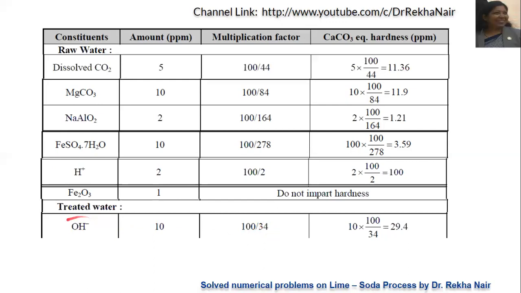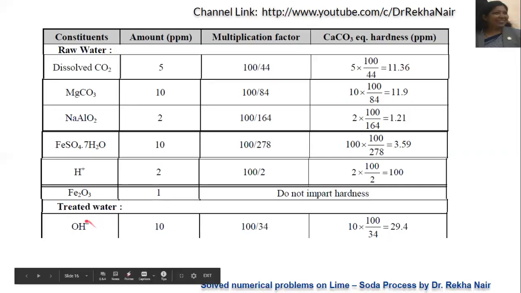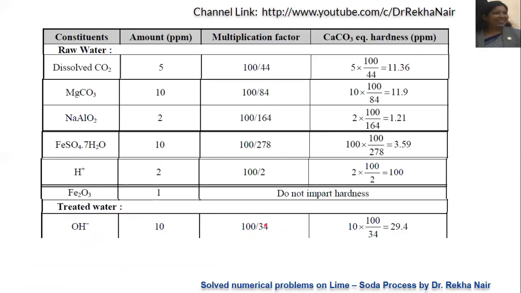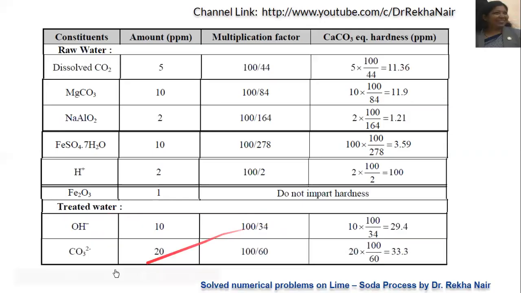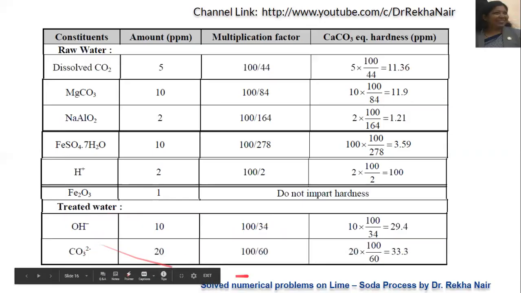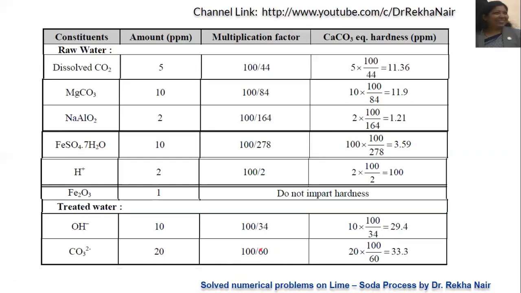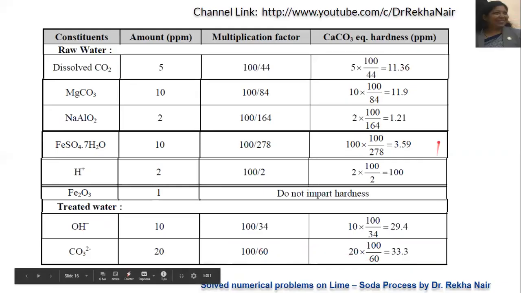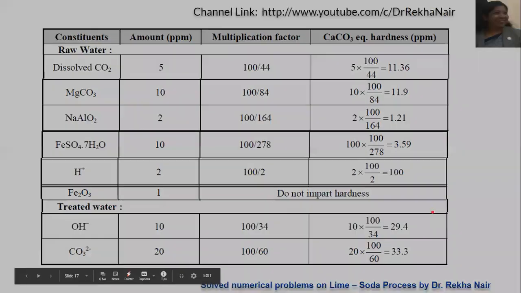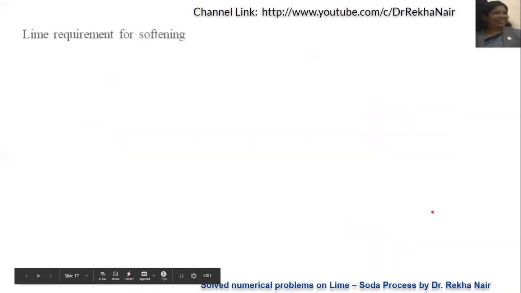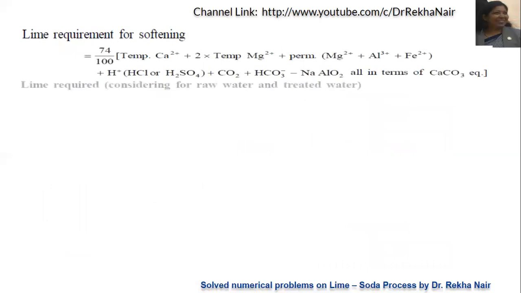Because for the constituents whose valency is 1, its multiplication factor is 100 upon molecular mass multiplied by 2. For carbonate, the valency is 2. So we can directly take the molecular mass. So 100 upon its molecular mass. So we have calculated all this CaCO3 equivalent hardness. Let us put all the values in the lime required for softening in the formula.